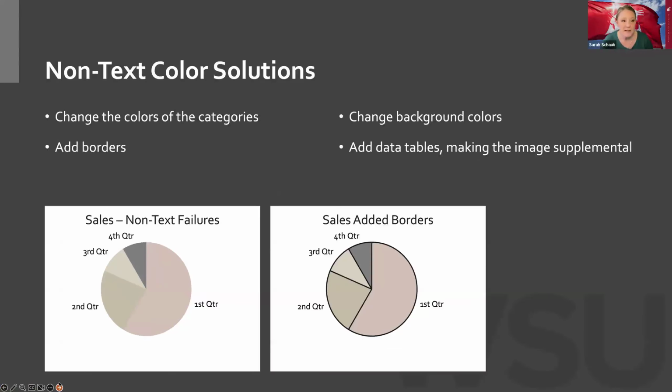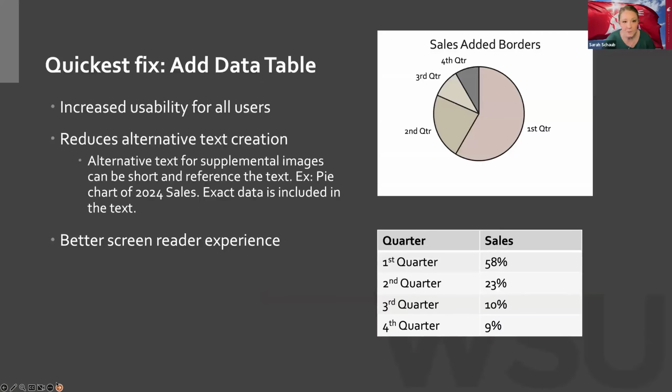Okay, so non-text color solutions are changing the colors of the categories. Again, sometimes that's not always an option, or adding borders. So adding a border around all of the different sections can be helpful. Adding data tables, always a really good extra solution. I always encourage that step. That will make the image then supplemental, and it would not necessarily then need to be accessible. So the quickest fix, like I just mentioned, adding a data table.